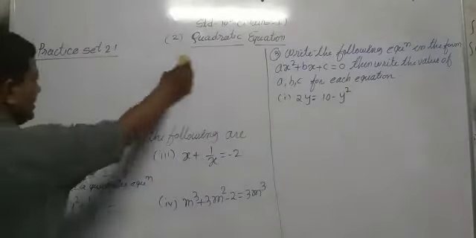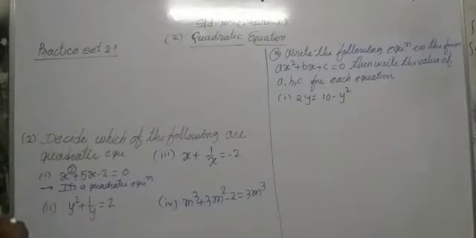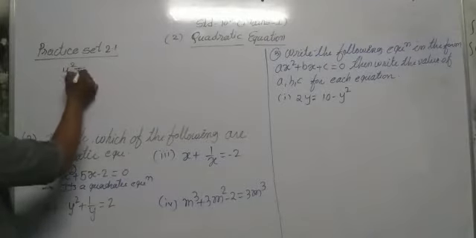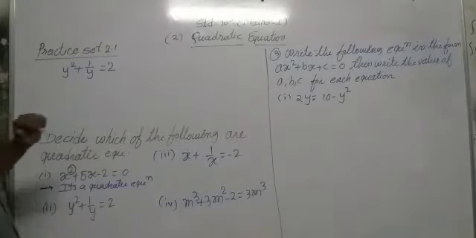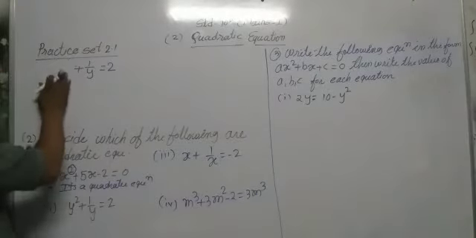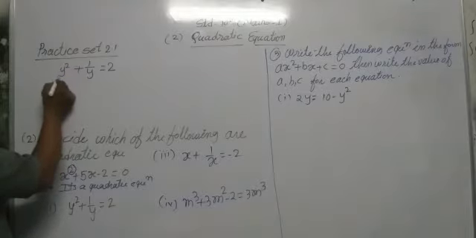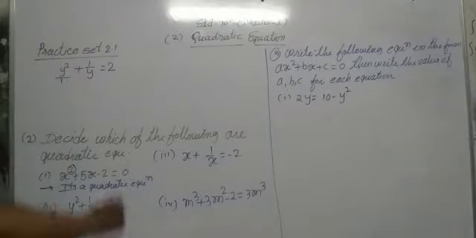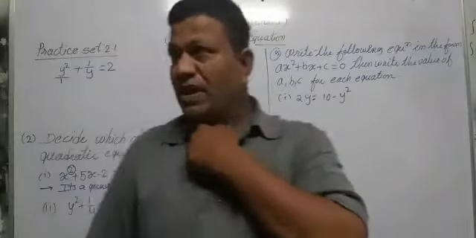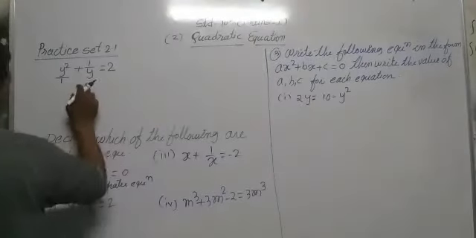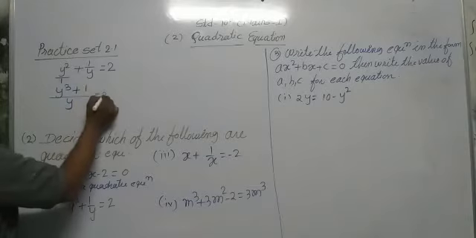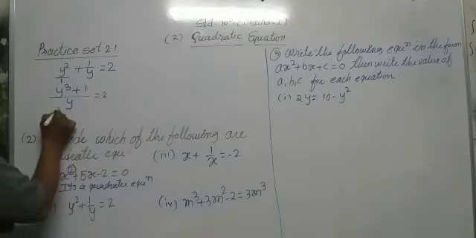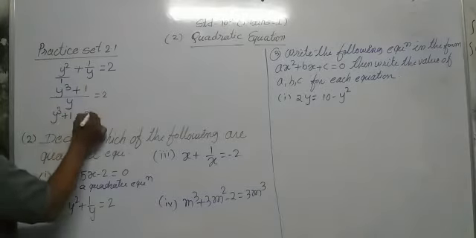What is the example? Please see that. Y square plus 1 upon y is equal to 2. Now y square, there is nothing in the denominator, means denominator comes to 1. Now make cross multiplication. Y square multiplying by y, y cube plus 1 upon y is equal to 2. Now you will solve it. Y cube plus 1 is equal to 2y.